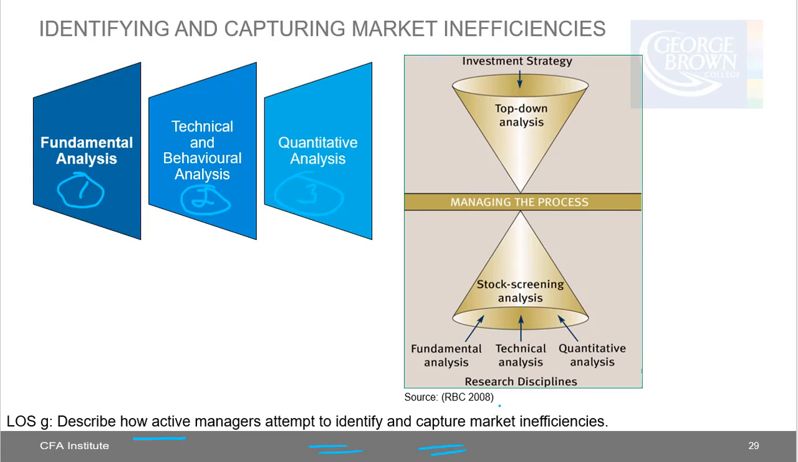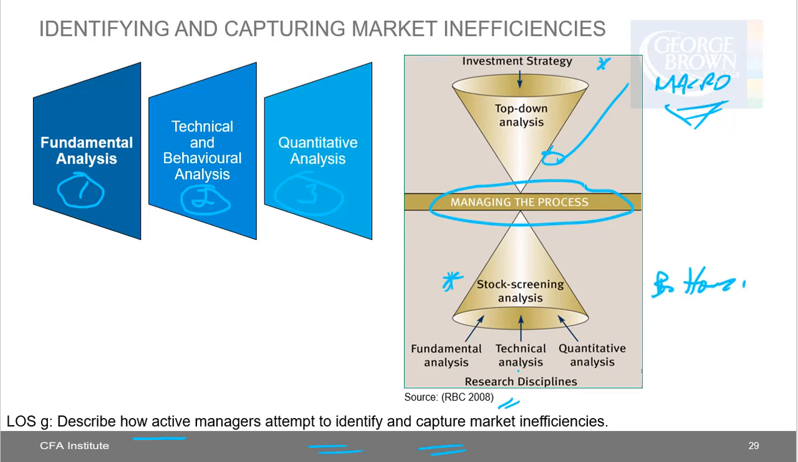Here on the right-hand side, I have a graphic from an RBC document from 2008, and it's called Managing the Process. So you can see up here, they've got the investment strategy. There's the top-down analysis, which would be the macro. That's the global, the country, the industry. But down here, when we get to the individual stock screening analysis, we call that the bottom-up. And so you can see there's 3 research disciplines. 1, fundamental analysis. 2, technical analysis. And 3, quantitative analysis. So it's exactly the same as the content in the Investment Foundations program.